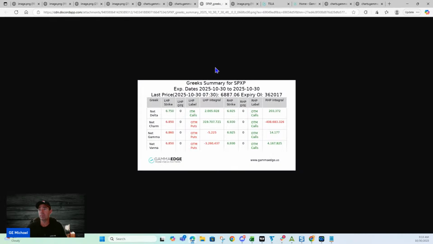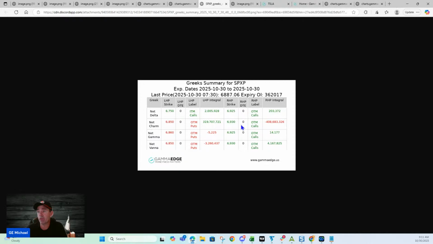All right, let's head into the SPXP net stack command. This is our high sensitivity levels for today. We'll take them line by line. Net delta, we are in the money calls below us, as well as out of the money calls. Again, this is bullish. Out of the money call state, or out of the money call speculation area, is 69.25. Again, you see the right-hand plane integral significantly lower than the in the money calls. So these should be supportive on any pullback, even all the way down to 67.50.